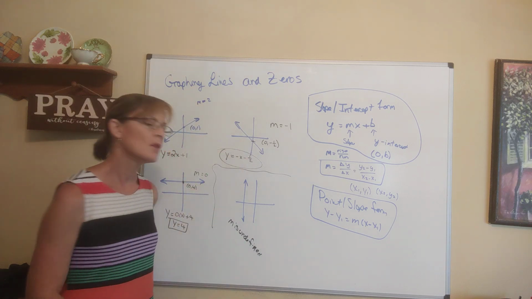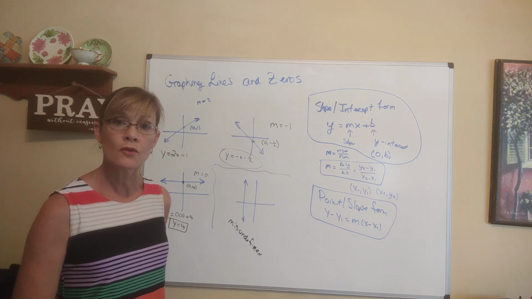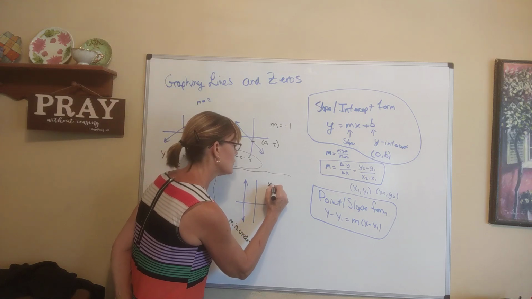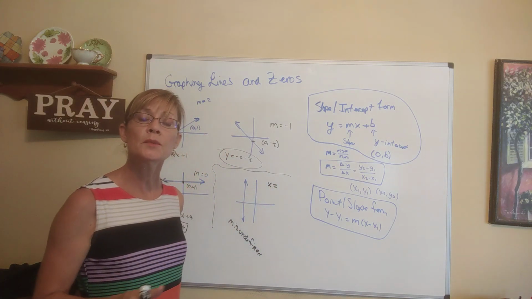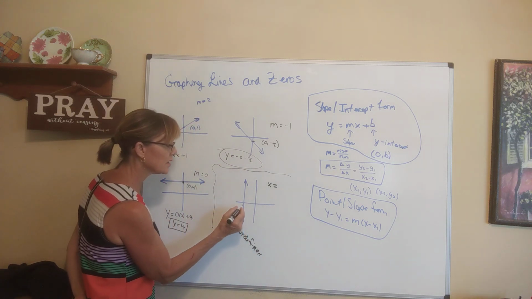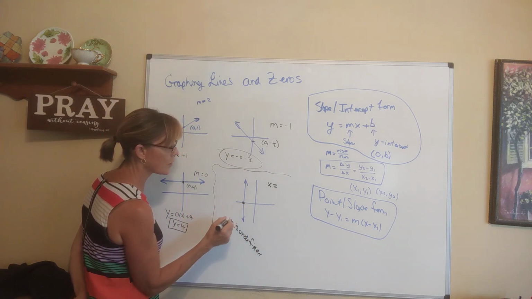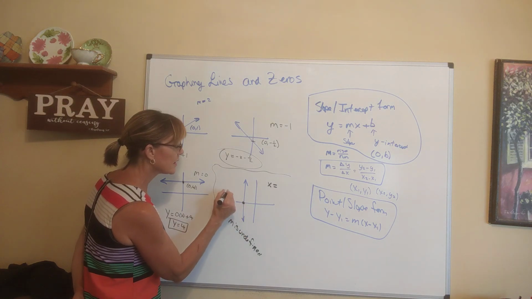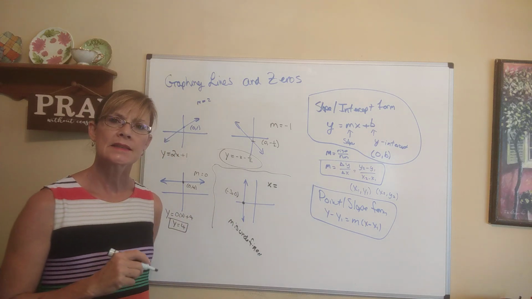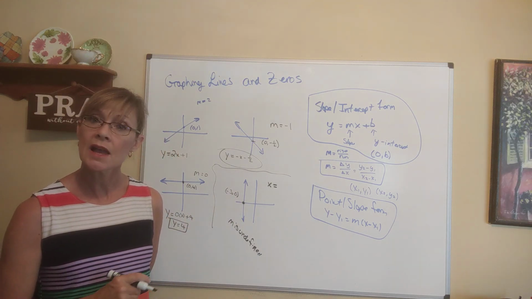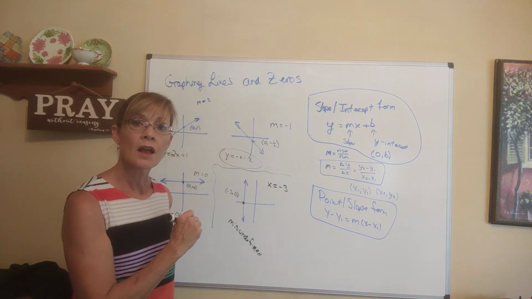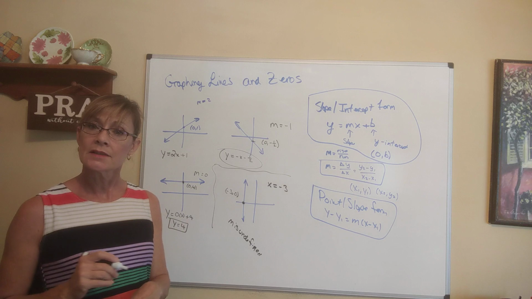It cannot. So what form does it take? It takes the form x equals something. And what does x equal? Well, it depends on where it crosses the x-axis. So where does this cross the x-axis? Well, it's over here. Let's give this point a name. Maybe we'll call this (-3, 0). If that is crossing the x-axis at -3, then the equation of this line will simply be x equals -3. Okay, so this is our discussion about lines a little bit.